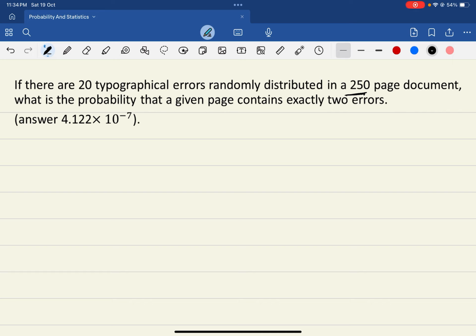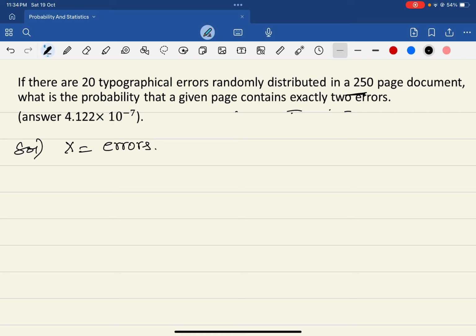Why is it discrete? There are 2 errors, like that was the question. So discrete values are given and n is large, so you can identify that it is the Poisson distribution. Now X here is the number of errors. Getting an error is the probability of success, that is P.